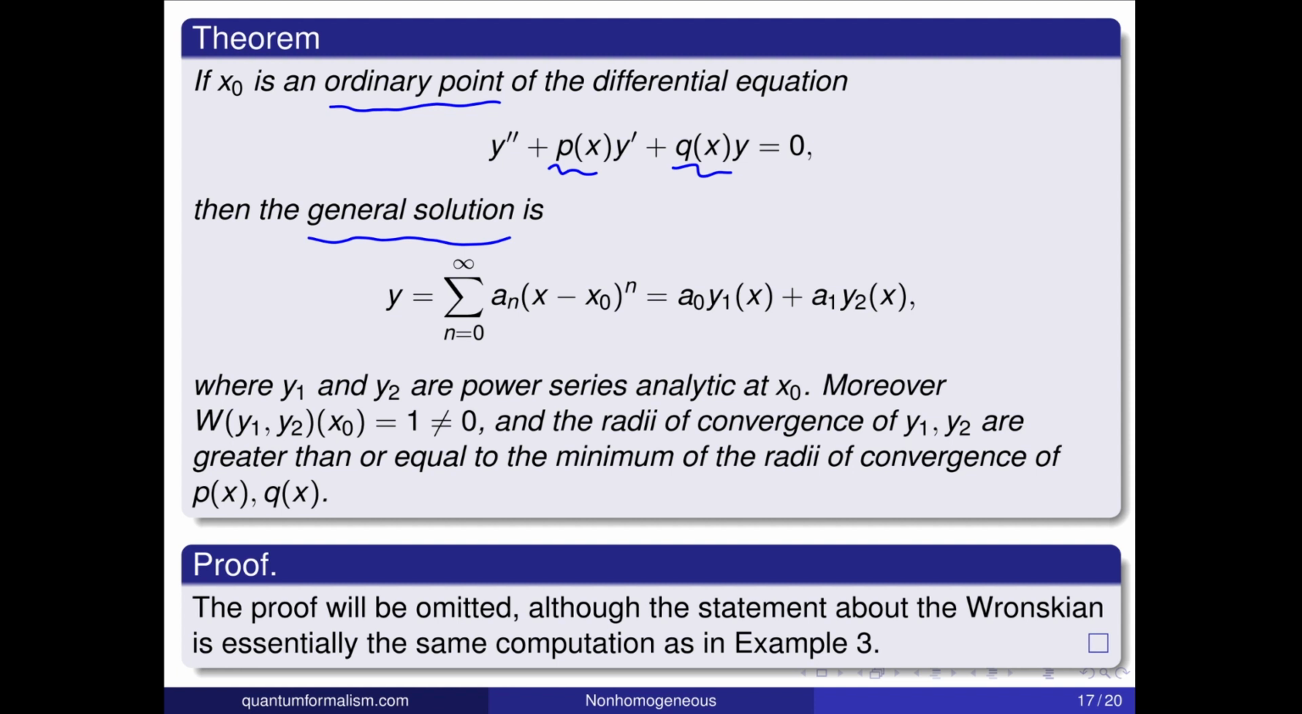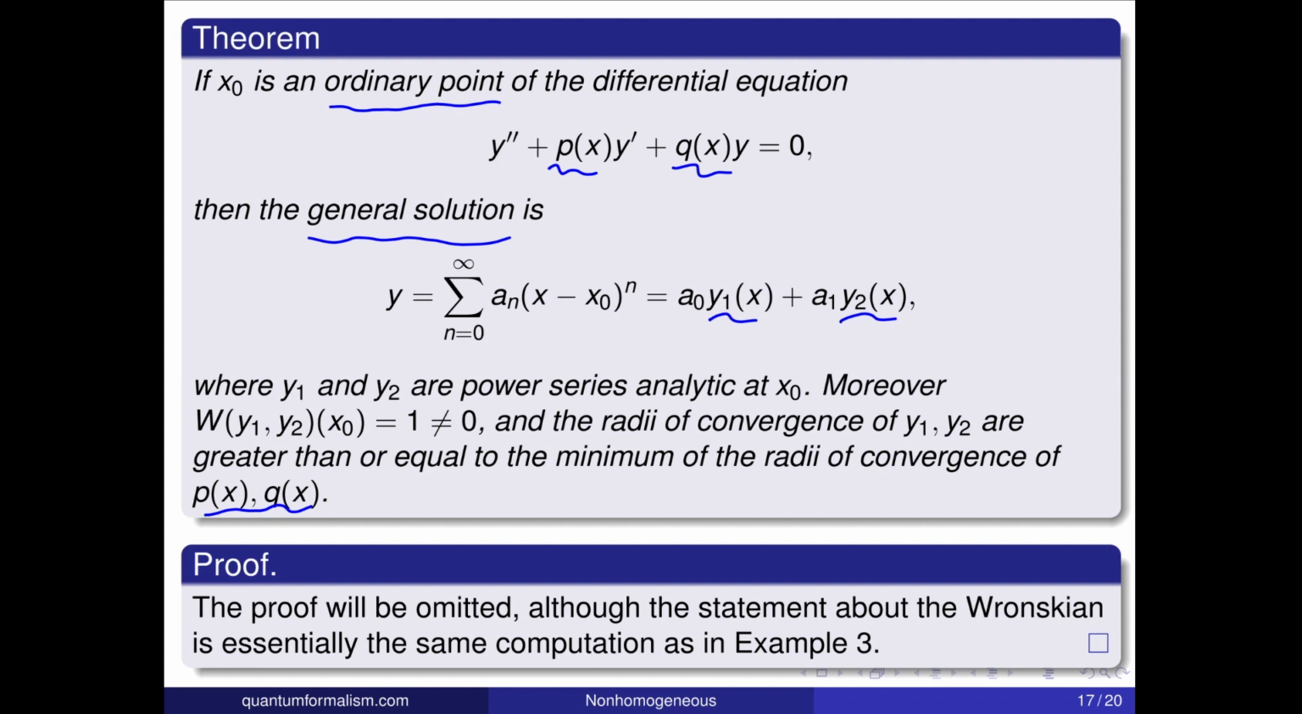Right, because if you know it for y1 of x and y2 of x, then the same will be true for any linear combination of those two. By what I was saying before, if you take a sum of two power series, or if you multiply a power series by a constant, then the radius of convergence will be at least as large as the minimum of the radii of convergence of the power series you were working with. But since both of them have a radius of convergence greater than or equal to the minimum of the radii of convergence of P and Q, that'll be the same for all solutions.